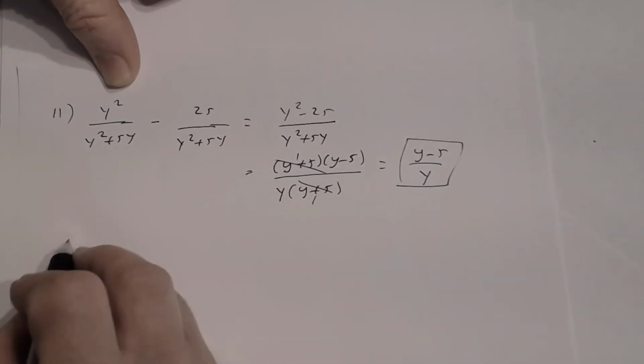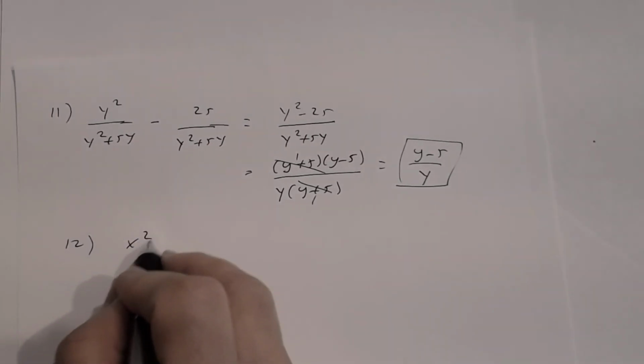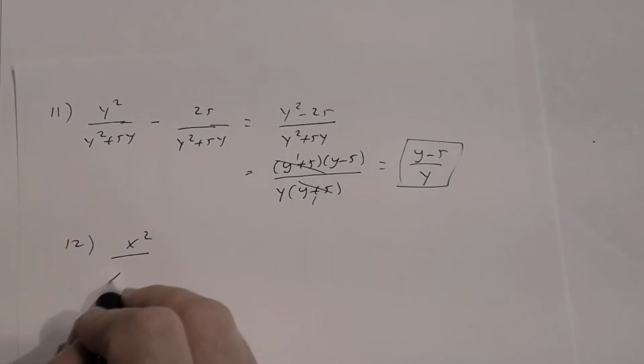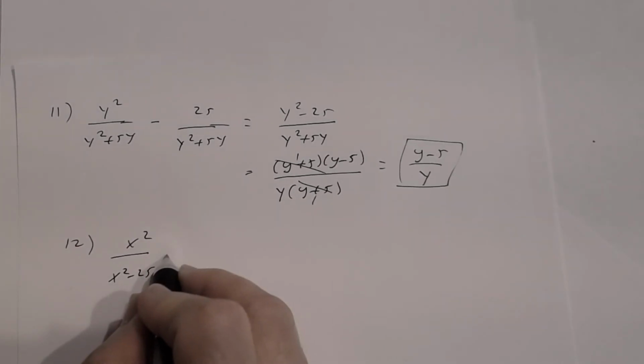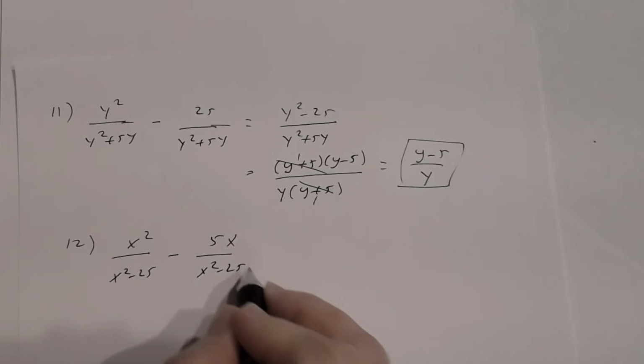Number 12. We have x squared divided by (x squared minus 25), and I'm subtracting 5x divided by (x squared minus 25).